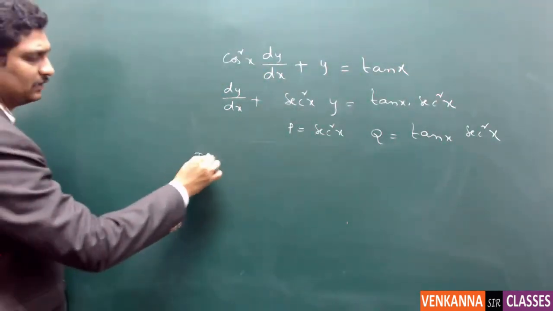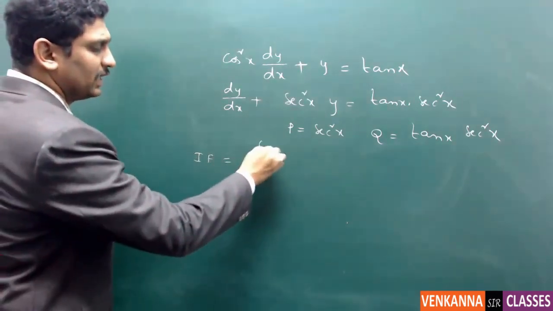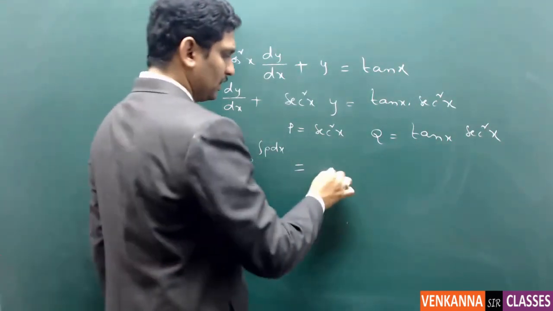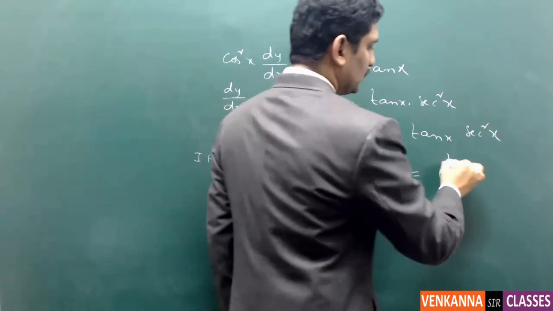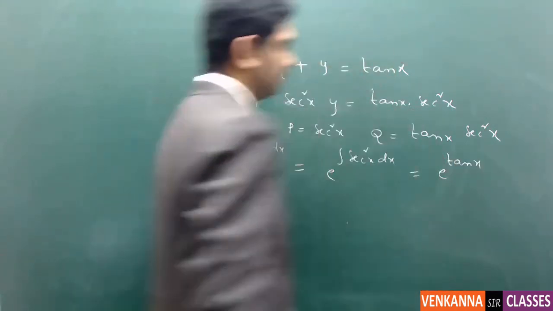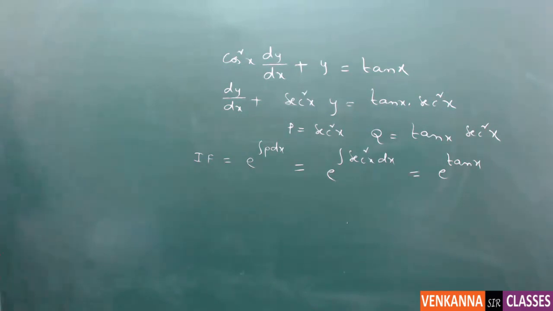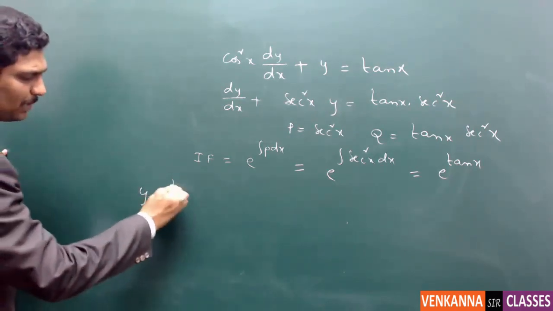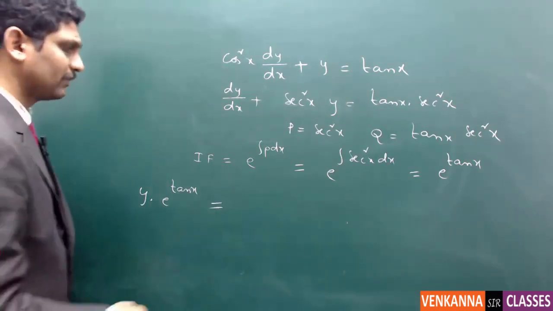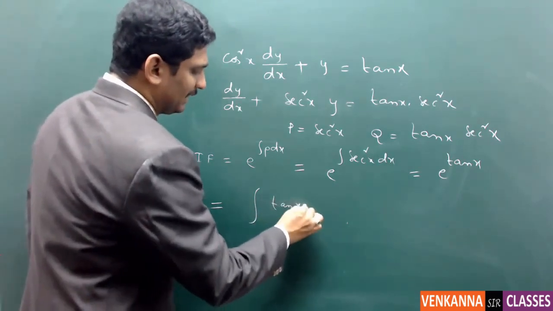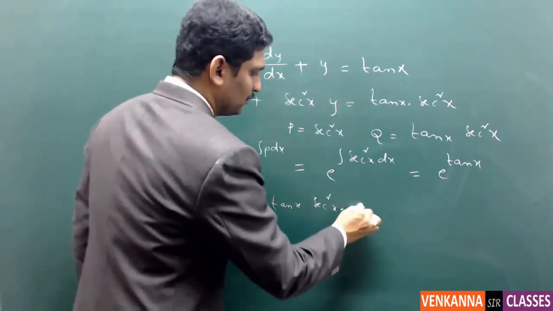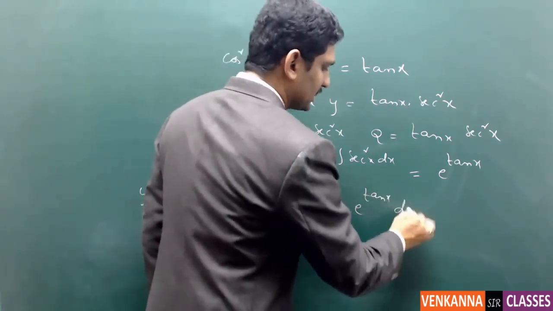So integrating factor e power integral p dx equals e power integral secant square x dx equals e power tan x. Fine. Now let us apply the general solution here. So y into e power tan x equals integral q, meaning tan x into secant square x into e power tan x dx plus c.